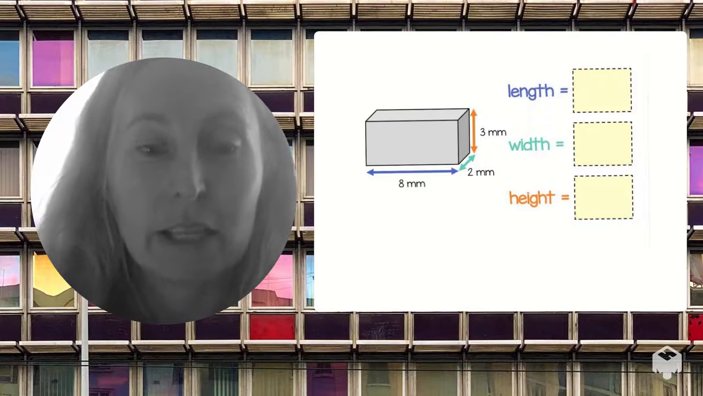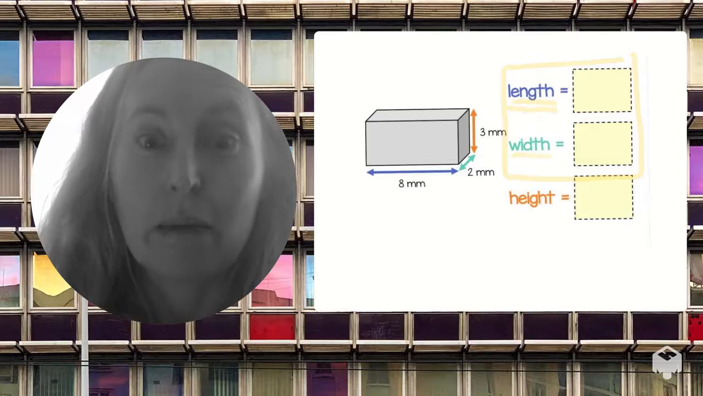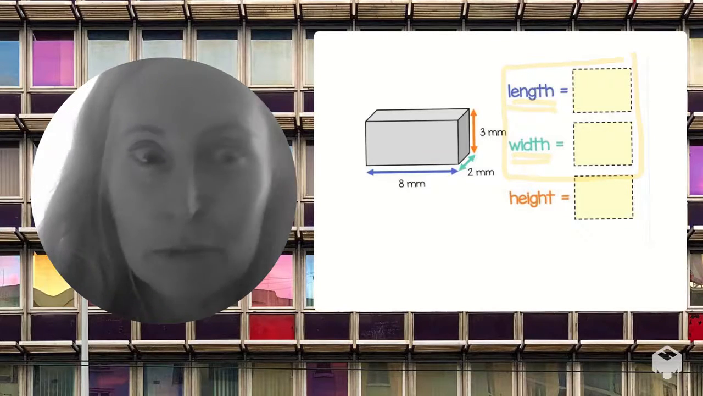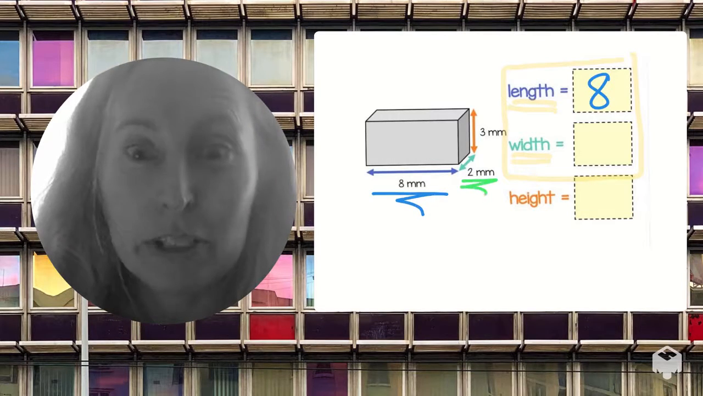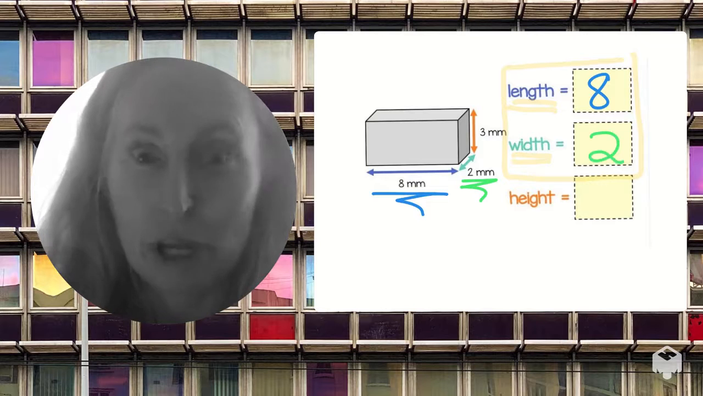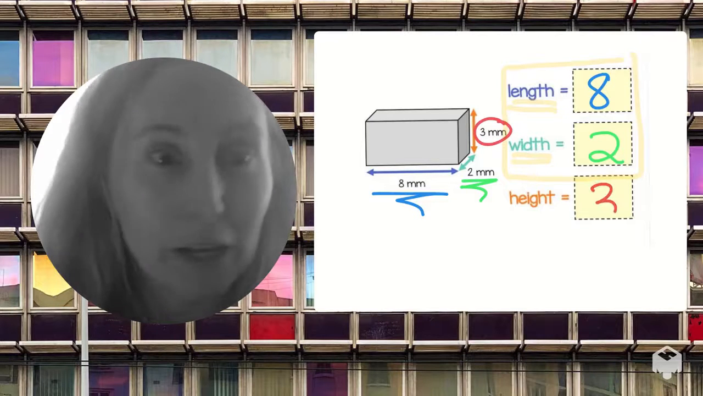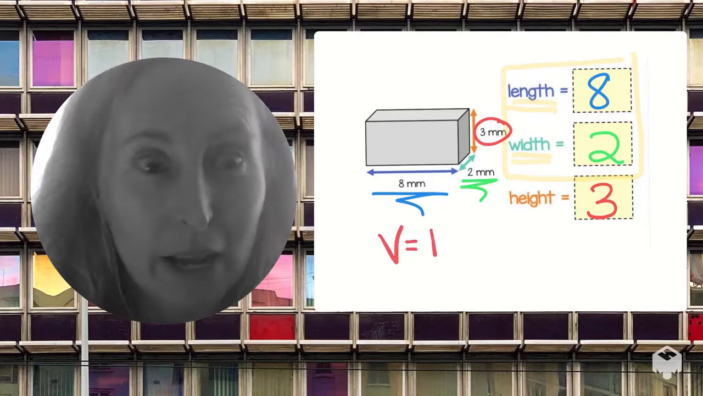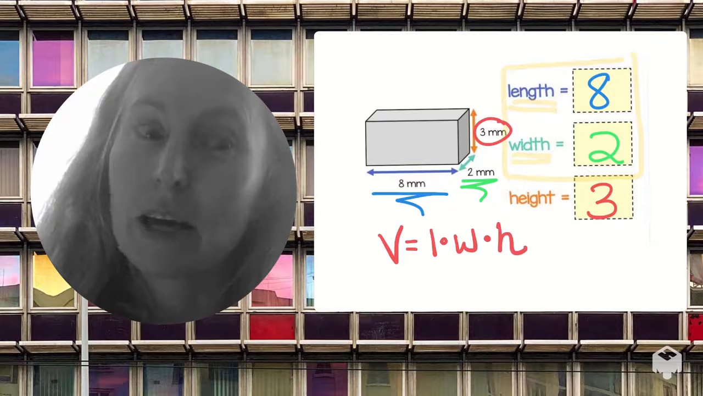I can see that the length of my shape is going to be 8 and my width is going to be 2. Does this sound familiar? Length times width? That's right, it's your area formula. And now we just need to see how tall this shape is, and it looks like it's 3 millimeters. So my formula for volume of a rectangular prism is going to be the area of the base times the height. And for a rectangle, that's going to be length times width times height.